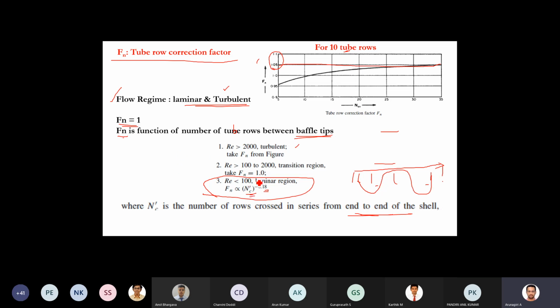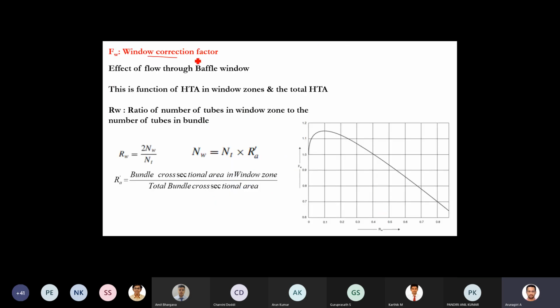Okay. So normally this Fn value is 1 for transition. Like this, we have to calculate the tube row correction, and the window correction factor. So normally this window correction factor will account for the effect of flow through the baffle window. Okay, the effect of the baffle window. This is the window zone. Okay, so in this zone only, it accounts what is the effect.